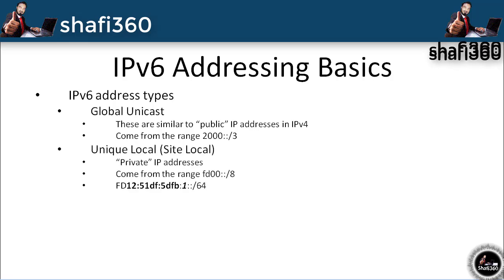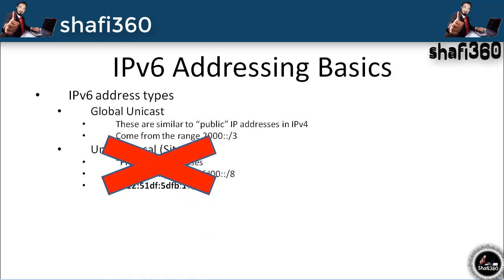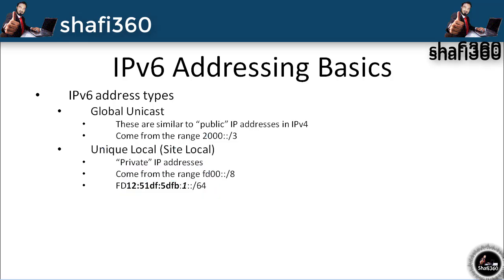There used to be a type of IPv6 address called a unique local or a site local address. Now, they have just done away with the site local addresses entirely because people have realized, why do I need private IP addresses? I have enough IP addresses to give everything in the world several 100,000 IP addresses. Why do I need a private range?